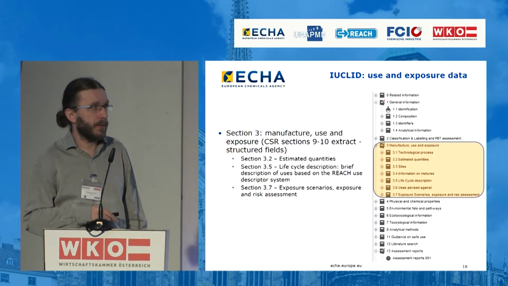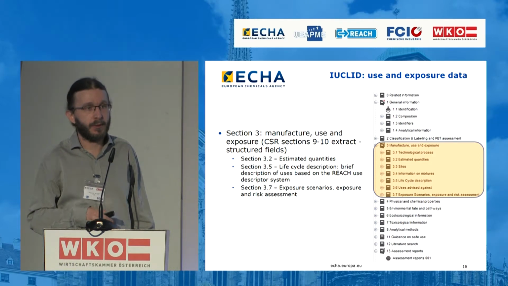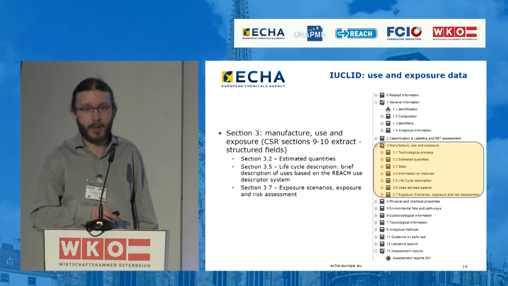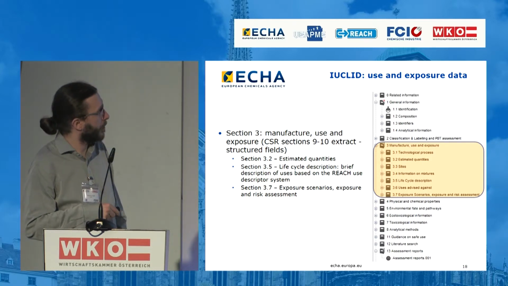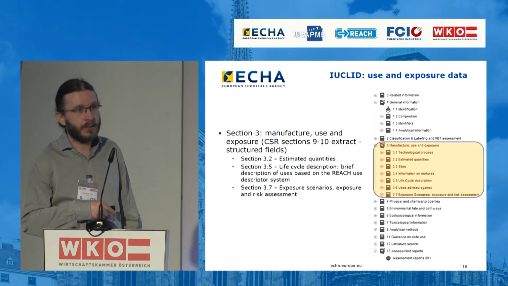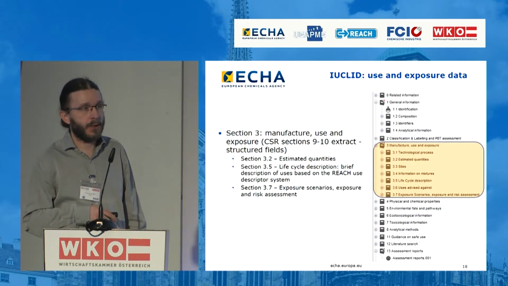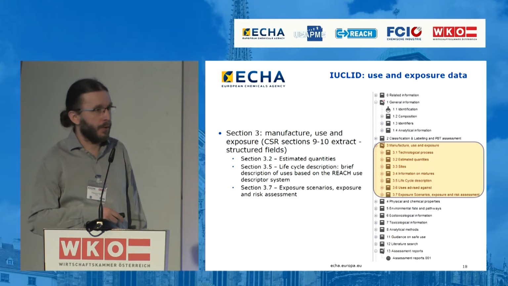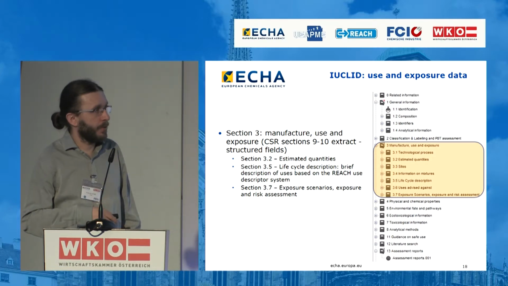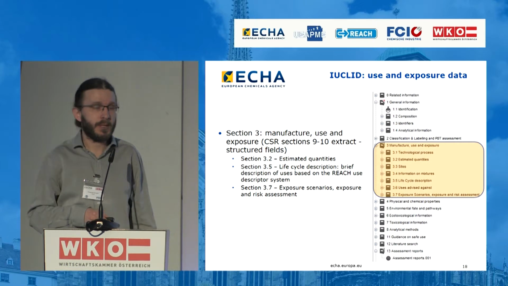Section 3 of Euclid is about manufacturer use and exposure. This is the place where you will collect, for example, the estimated quantities. So every year, how many tons you produce or you import or you use. And this would be useful to calculate your registration tonnage band.